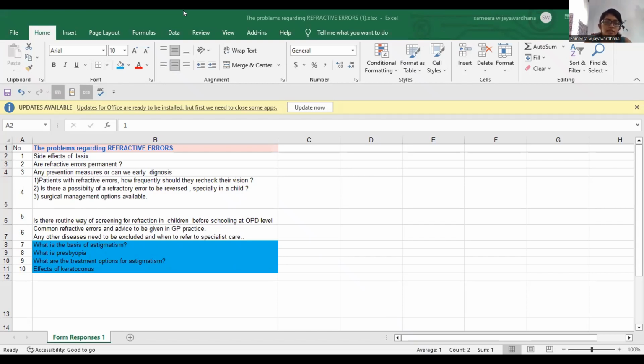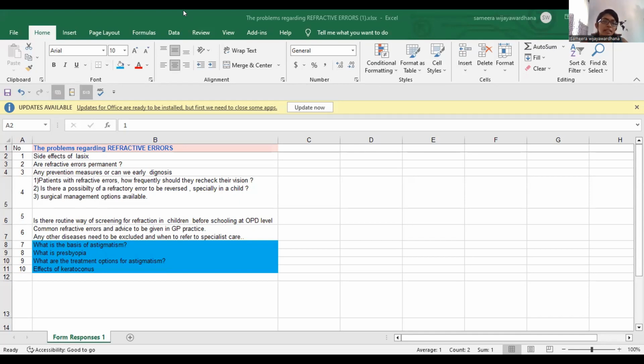LASIK also produces some side effects because you are scraping off the epithelium. There's a bit of pain, and you have to wear a contact lens and so on. But again, those are very short periods of side effects. They are very tolerable side effects, let's say. Permanent side effects are very rare.